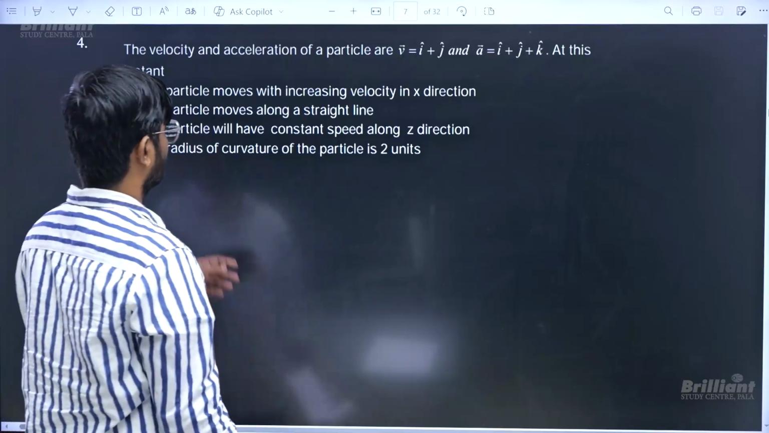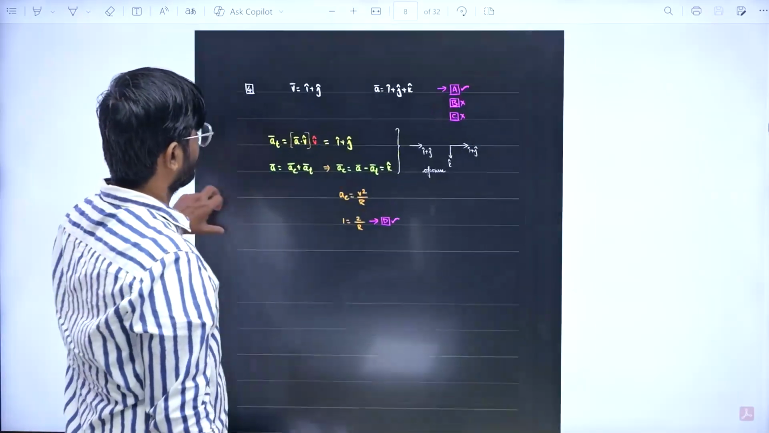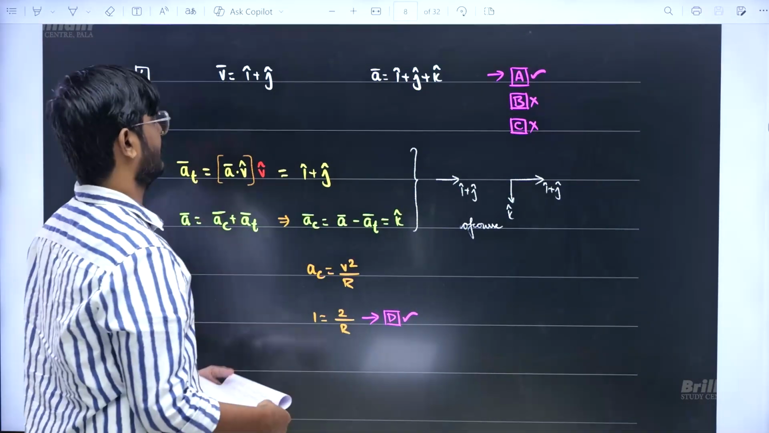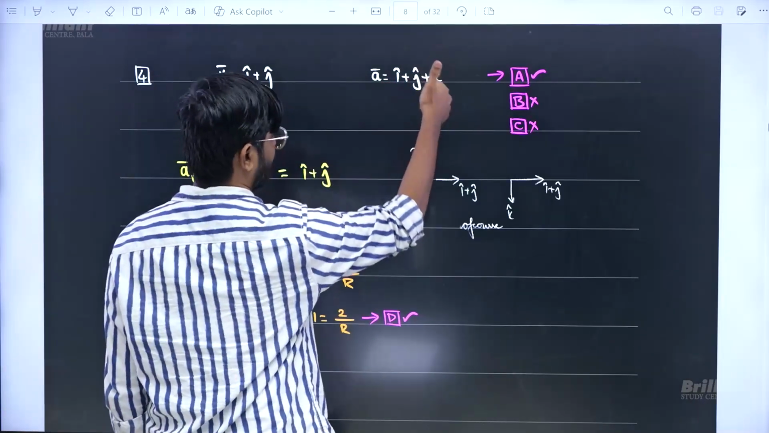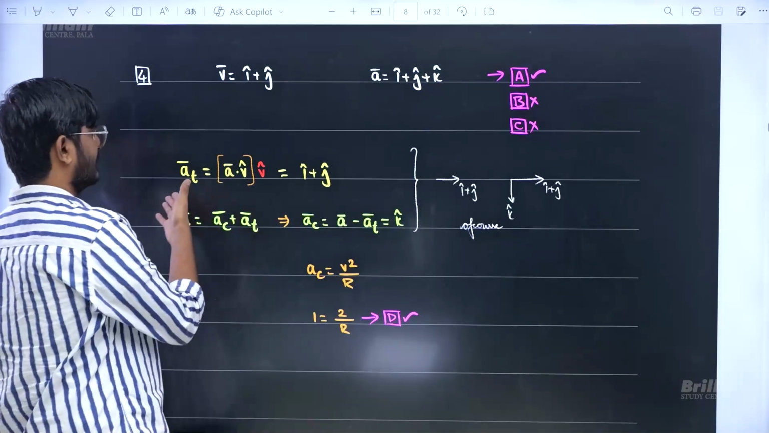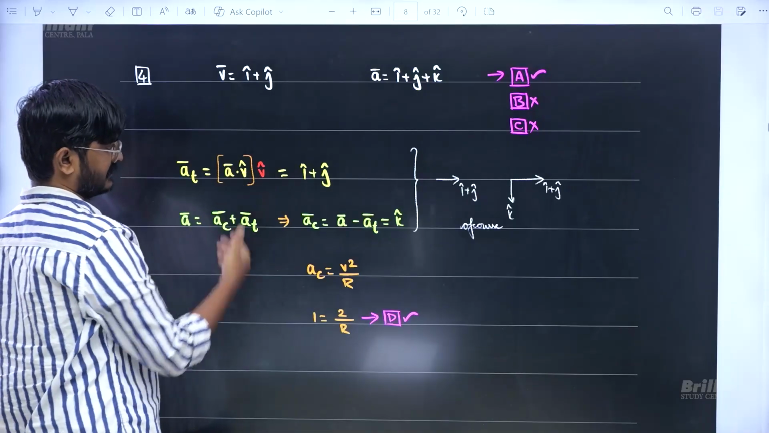Radius of curvature: if you want to find radius of curvature, you need to find centripetal acceleration. If you want to find centripetal acceleration, you need to find the acceleration's component perpendicular to velocity. You should be able to see that is going to be 1 in the k cap direction, or if you want to go the traditional way, tangential acceleration will be given by the acceleration's component along the velocity direction.